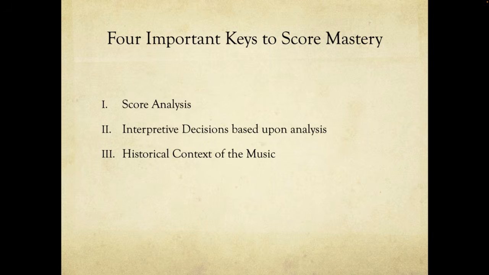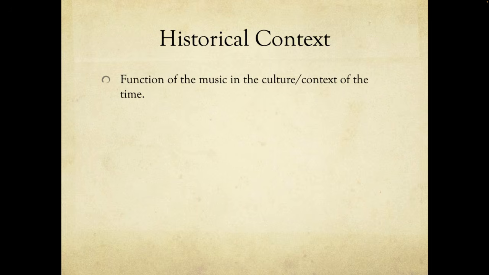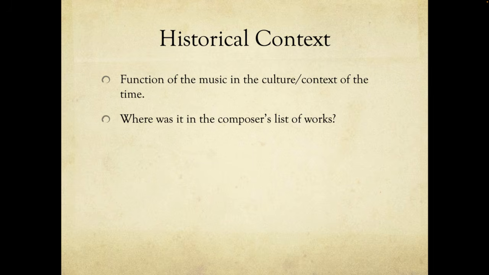Now, when you get to the third level of score mastery, you're going to be talking about historical context, okay? The function of the music. What or where was this in the composer's list of works? Was this early? Was it late? What was it for? Performance practices of that period are also very important. So you're having to learn, you see, for each piece, quite a lot in this process.